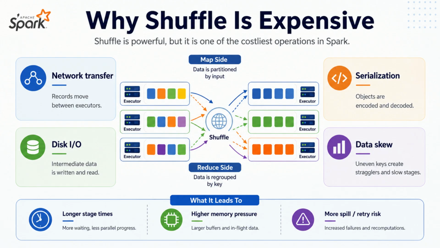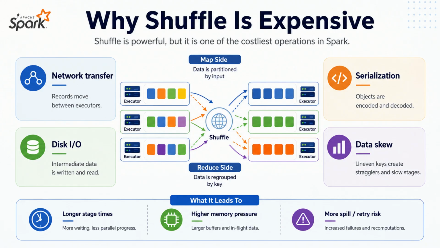The fourth reason is data skew. If one key has much more data than the others, one reduce task can end up receiving a huge amount of data while other tasks finish quickly. This imbalance can cause certain tasks to take much longer than others, creating what are known as stragglers. These slow tasks can delay the entire stage and affect the overall performance of the job.